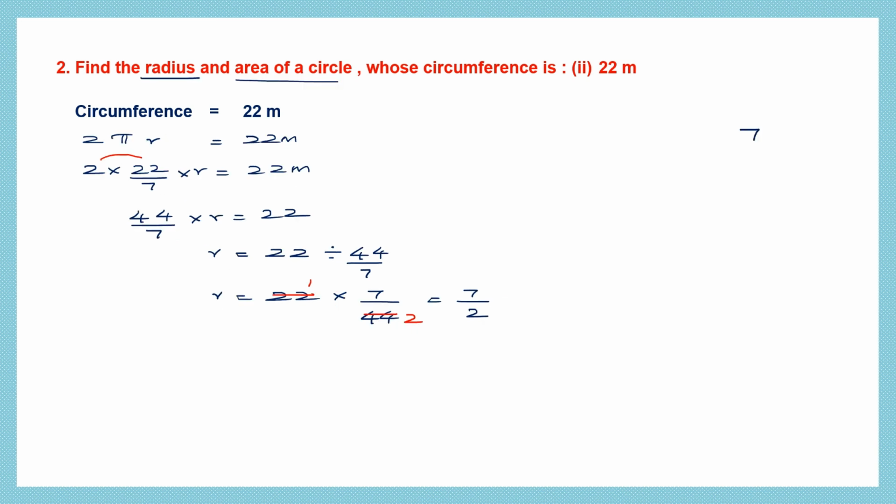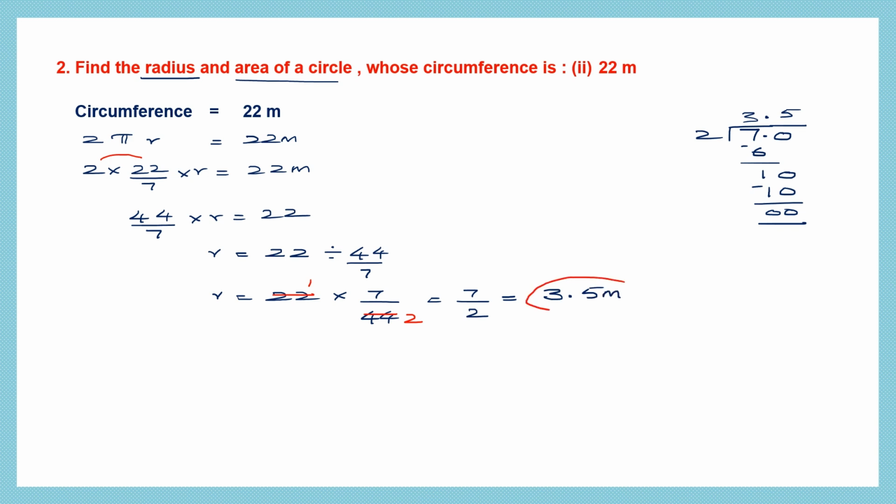Let's divide 7 by 2. 2 threes are 6, minus 1. Now we can continue this division by putting a point there and putting a 0. Bring the 0 down. Now the number is 10. 2 fives are 10. So we've completed our division. And what is our quotient? 3.5. And now we have our radius. Our radius is 3.5 meters. So we have found the radius.